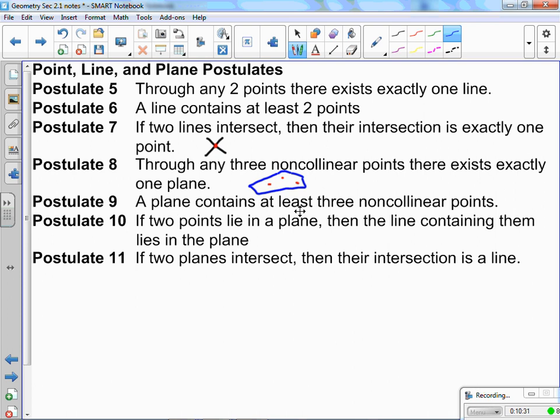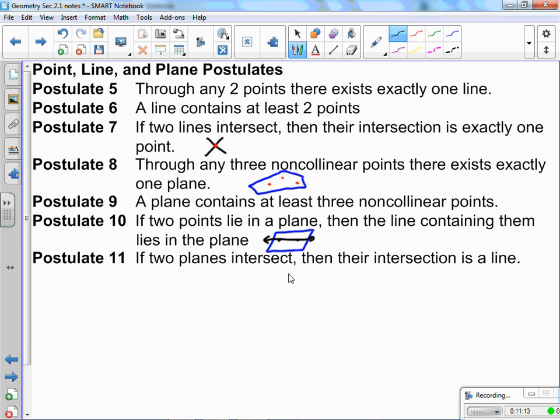A plane contains at least 3 non-collinear points. So it's just kind of the converse of this one. If we have a plane, then it has to contain at least 3 non-collinear points, or it's not a plane. All right, postulate 10. If 2 points lie in a plane, then the line containing them lies in the plane. All right, so if I had a plane here, and I've got 2 points that lie on that plane, here and here. If I draw a line that goes through those 2 points, then that line would also be on the plane.